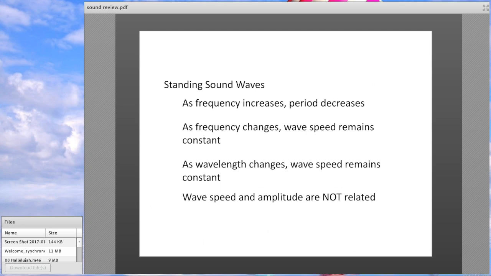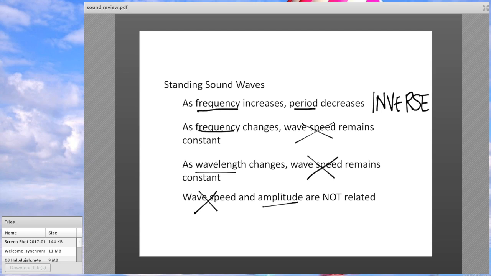Then we can talk about some of these sound waves. If your frequency is increasing, your period is going to decrease because these have an inverse relationship. And then there are all sorts of questions about wave speed. Frequency does not affect your wave speed. Wavelength does not affect your wave speed. Amplitude does not affect your wave speed.